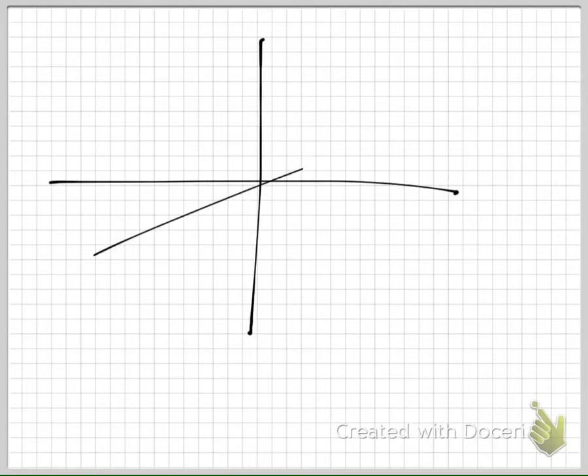Okay, here's the deal. The slope of a line, remember, here's our coordinate plane. You can have a line here. There could be a line here. It could be straight up and down. It could be flat, right? The slope of the line tells you how steep the line is. Okay, that's what the slope of the line is.